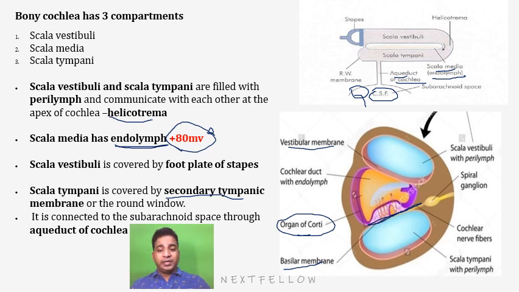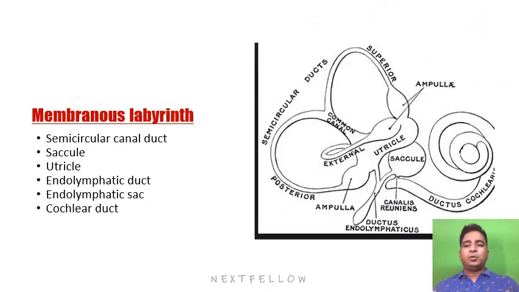So I hope you are getting the point. Scala vestibuli, media and tympani, and the sensory part lies over the basilar membrane which is known as organ of Corti, and this organ of Corti consists of outer hair cells and inner hair cells, and thus helps in transduction of the sound energy into electrical energy which is transmitted by means of the spiral ganglion as shown in the picture, and they then form the auditory nerve. Okay, so this is all about the bony labyrinth.